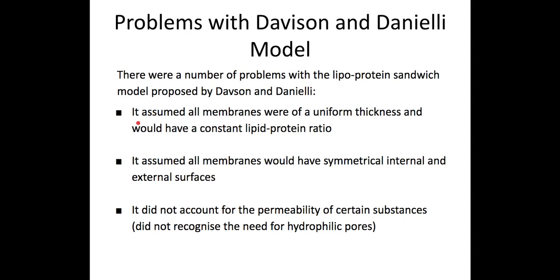For one, it assumed that all membranes were of uniform thickness and would have a constant lipid-protein ratio. It also assumed that all membranes would have symmetrical internal and external surfaces, and it did not account for the permeability of certain substances in the actual membrane. So, for example, it did not recognize the need for hydrophilic pores in the actual membrane.